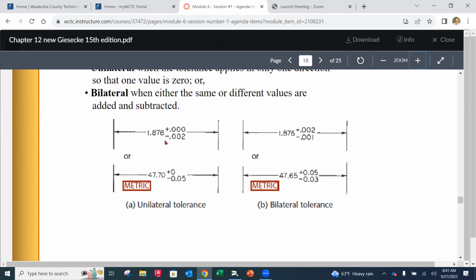Okay, so what I want you to do for each of these 4 dimensions, on a piece of paper on the side, write out the max value and the min value, and then we'll compare. So I want you to look at these numbers and see if you can find the max and the min numbers for each one of these tolerances.